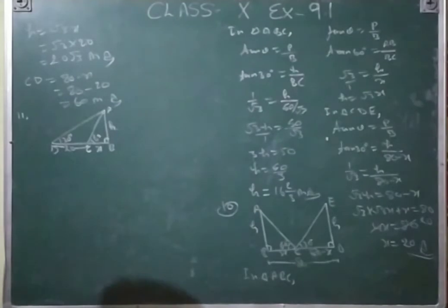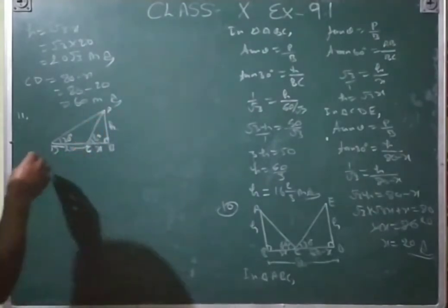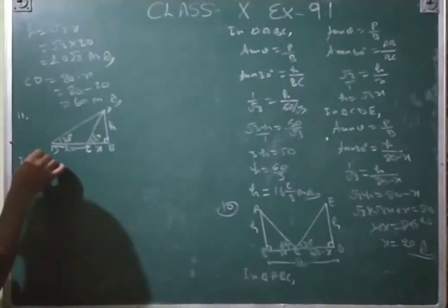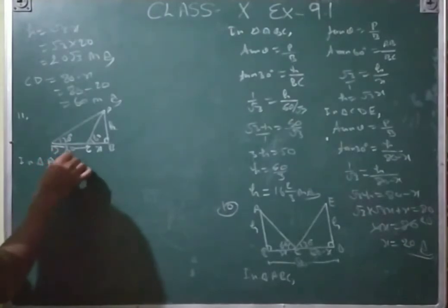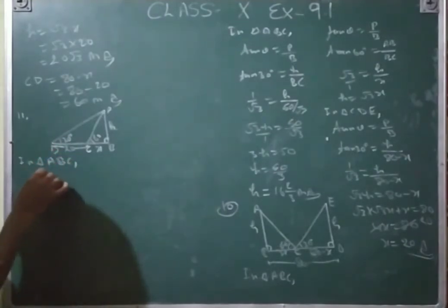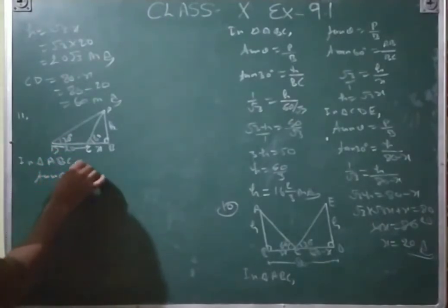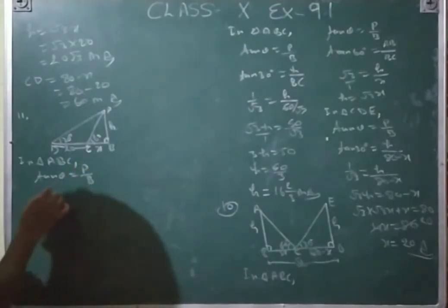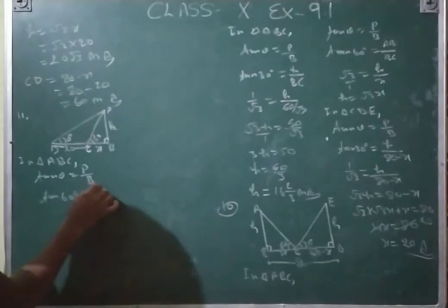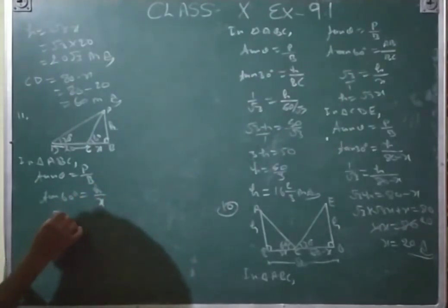So first of all, in triangle ABC, tan theta is equal to perpendicular upon base. So tan 60 degree is equal to perpendicular h upon base x. The value is root 3 equal to h upon x. So by cross multiplying, h is equal to root 3 x.